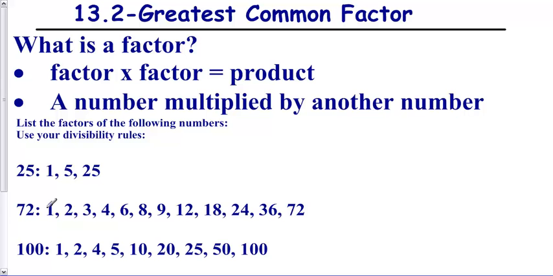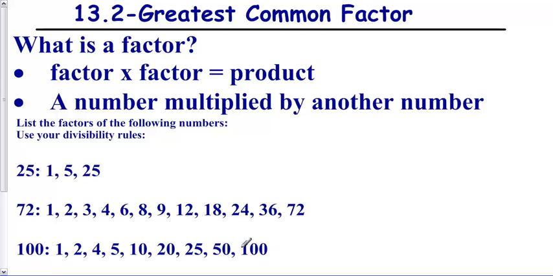72 is a basic fact here with 8 and 9, so that's why I knew that. The rest of these, you usually have to use your divisibility rules to figure them out. So if you need a calculator to help with your division here with the 2, 3, 4, 5, and 6, hey, use it.